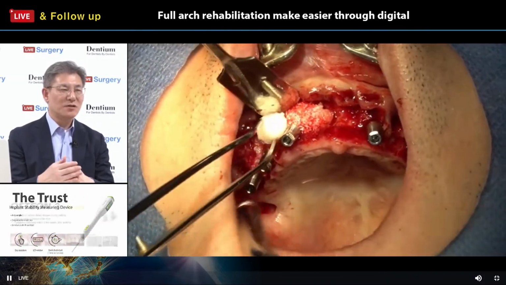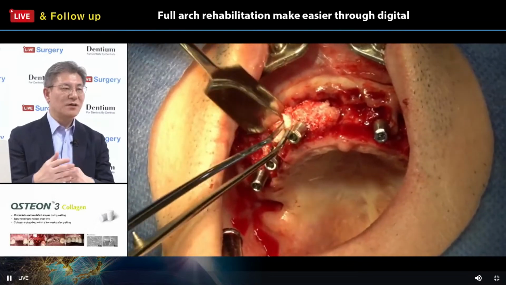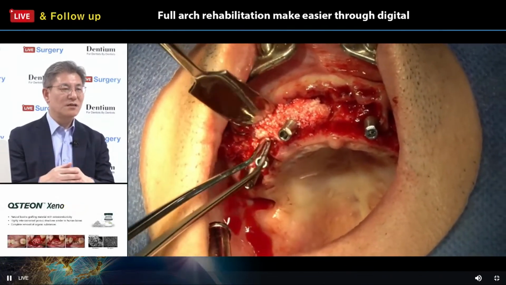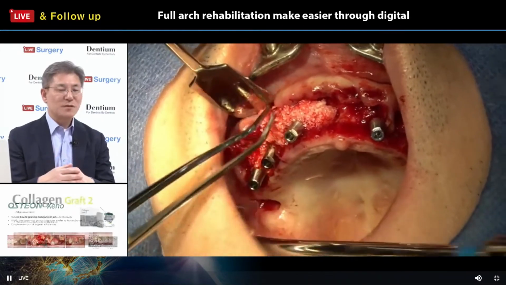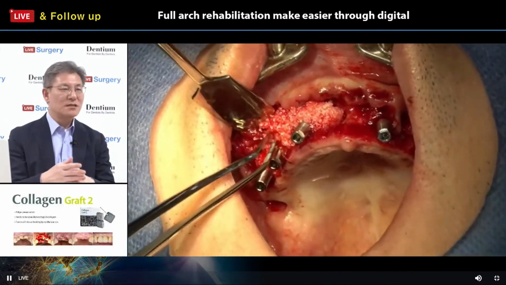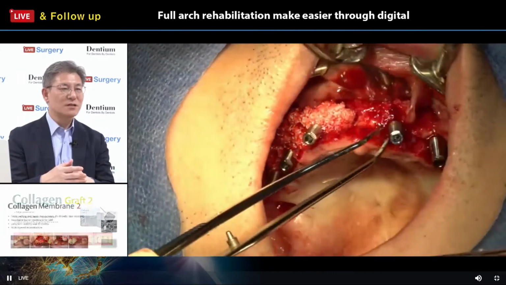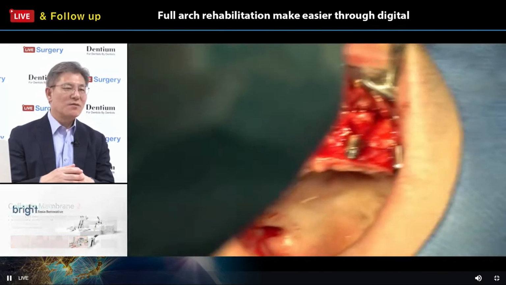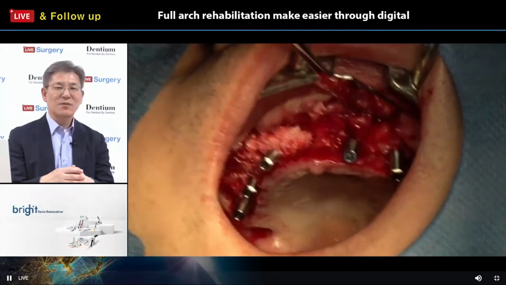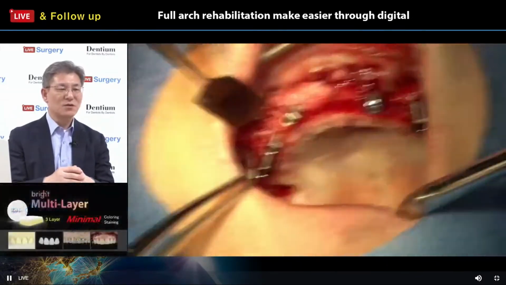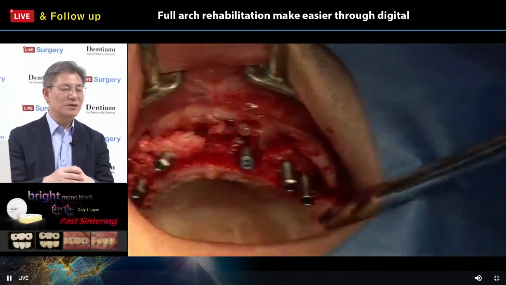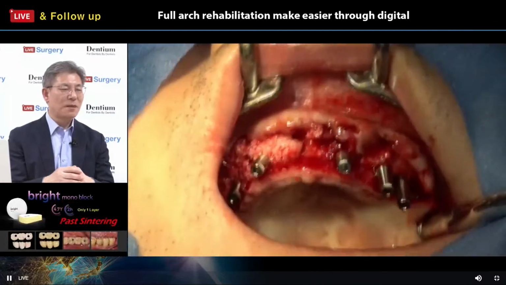So when we are achieving bicortical fixation, there are many variants of method and instrument. This time, Dr. Chung is showing us this crestal drill usage. And the whole implant fixture was done. 6 implant fixtures were installed on the upper jaw of the patient, and the bone grafting procedures are started.